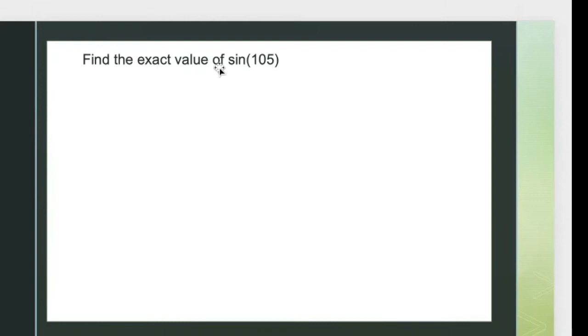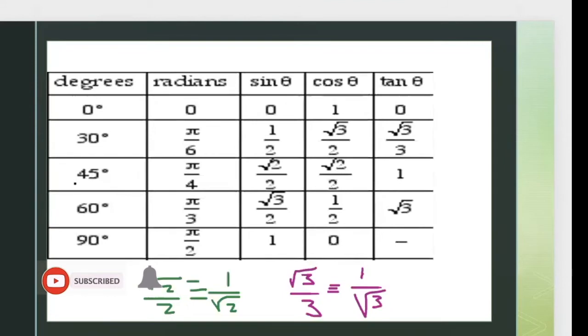Here I need to find the exact value of sin 105. Since it says the exact value, I cannot get the approximation, so I need a fraction that is equivalent to this. Now, I will express sin 105 as two functions. So I will find which two angles can add to give me 105 or subtract to give me 105. Looking at this, if I add 45 plus 60, that will give me 105.